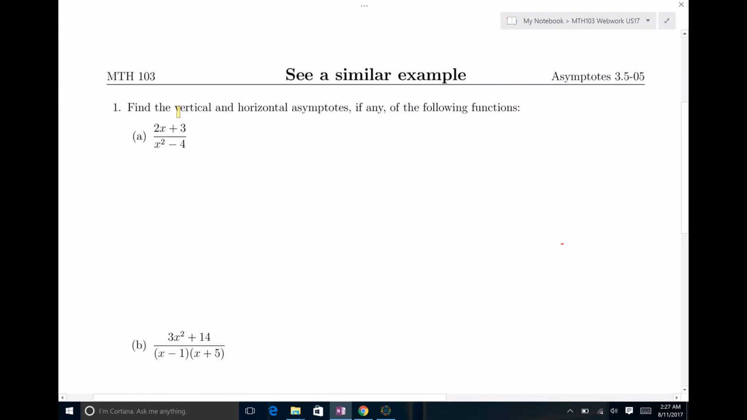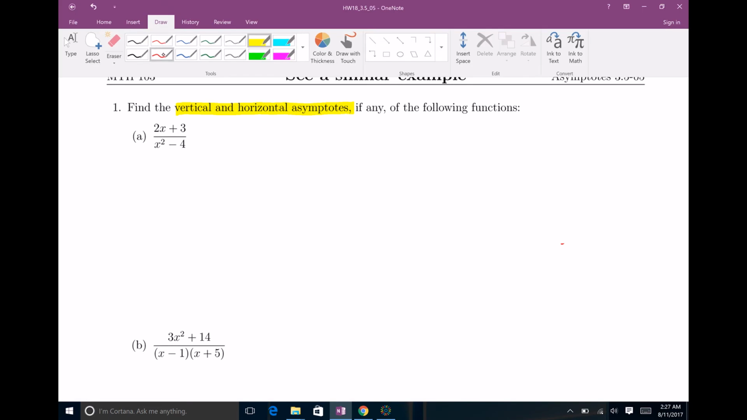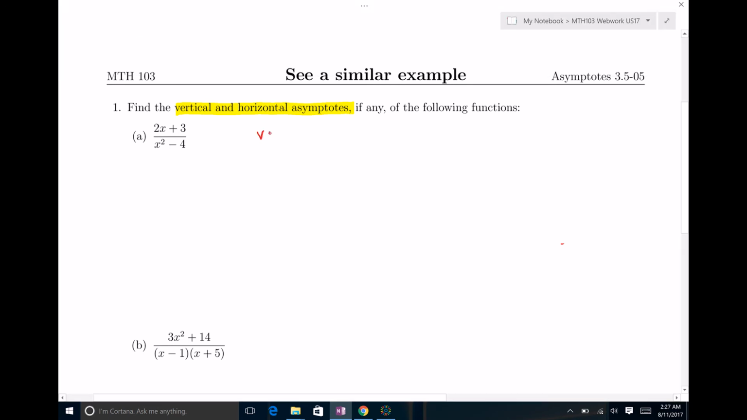We want to find the vertical and the horizontal asymptotes for the given rational functions. So I'm going to start with the first one and find the vertical asymptote first. Now to find the vertical asymptote, the rule is very simple. All you need to do is set the denominator equal to 0, and whatever value of x you get, let's say x equals some constant, this is your vertical asymptote.